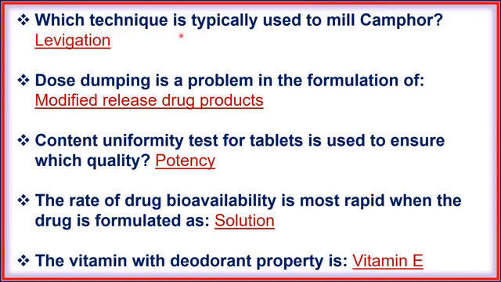Next, which technique is typically used to mill camphor? Levigation. Next, dose dumping is a problem in the formulation of modified release drug products. Next, the content uniformity test for tablets is used to measure which quality? Potency. Next, the rate of drug bioavailability is most rapid when the drug is formulated as a solution. Next, the vitamin with deodorant property is vitamin E.